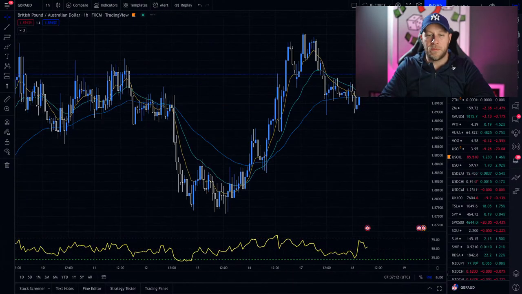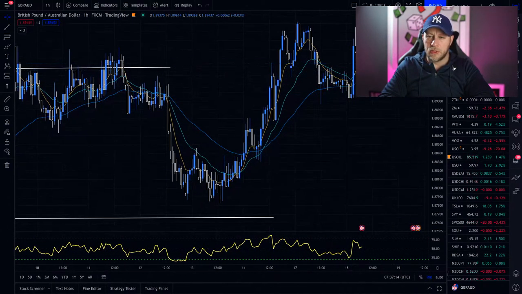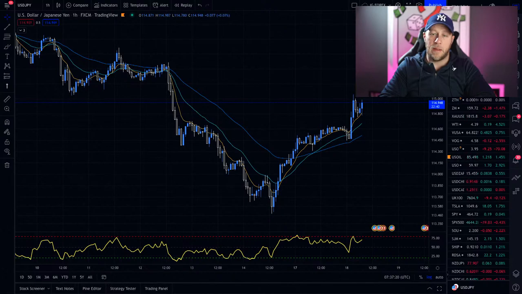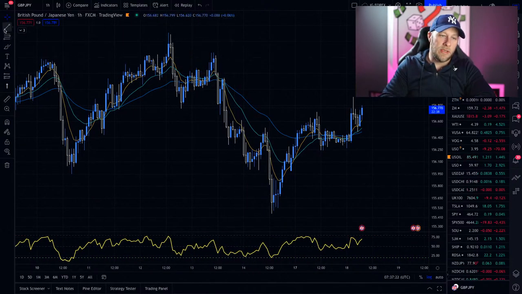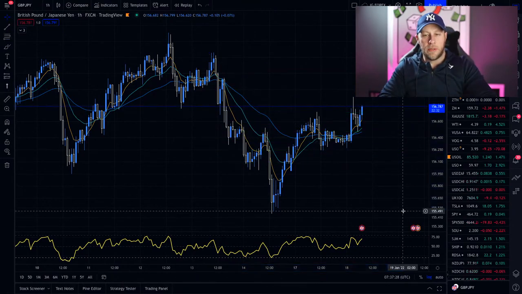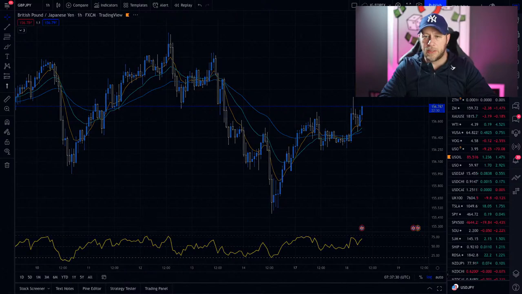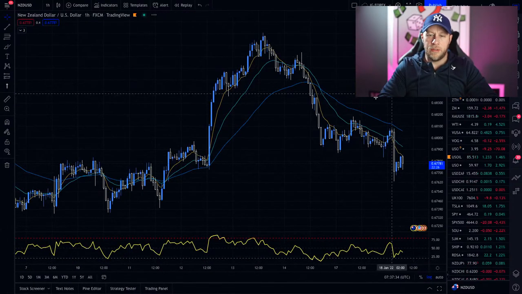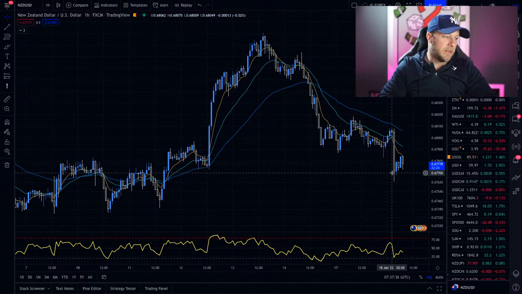And then pound Aussie, there wasn't too much there. There were a couple of invalidated patterns. Pound yen, I think the same. And in fact, the pound yen was still at that 50% retracement level area, or 618, sorry, interesting. Dollar yen, not a lot there. And then the New Zealand dollar, we've seen this break to the downside here as well.